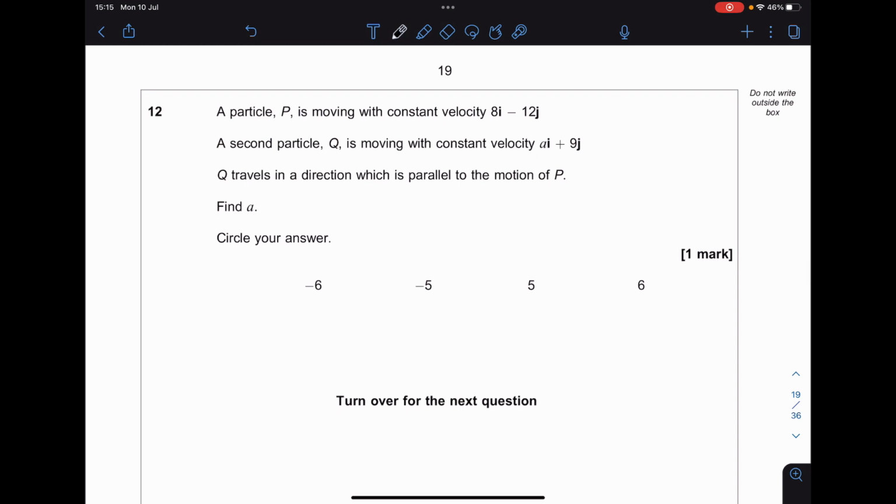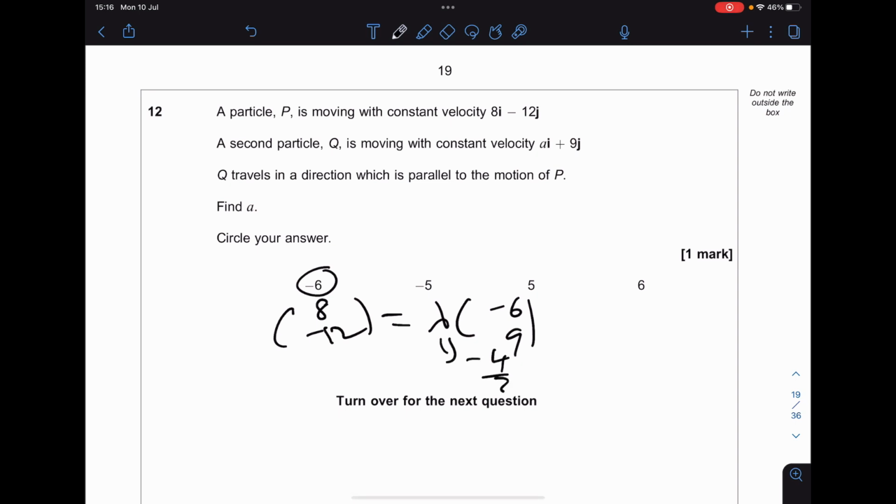So we need to look at these being parallel. The only way that they are parallel is when 8, minus 12 has to be some multiple lambda of minus 6, 9. That's the only way that's going to work, isn't it? So A must be minus 6 for that to work, because it's going to be parallel to it. So you need some multiple lambda for that to work, and that lambda is going to be minus 4/3. That's the only way that will work. You just keep trying them till they work.